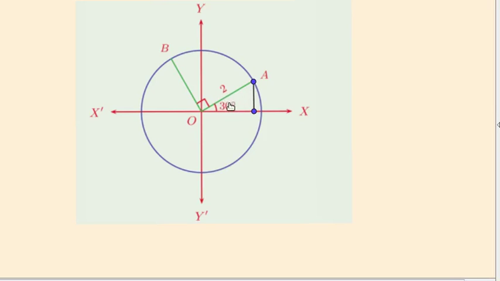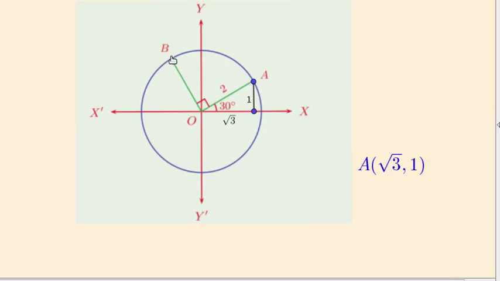The side opposite to 90 degree is 2. Then what is the side opposite 30 degree? It is 1. Therefore, the other side is root 3. Therefore, you can mark the sides. This side is 1 unit and this side is root 3 unit. Therefore, you can write the coordinates of A. This is the x coordinate, along the x-axis root 3, along the y-axis 1. Therefore, the coordinates of A are (root 3, 1).